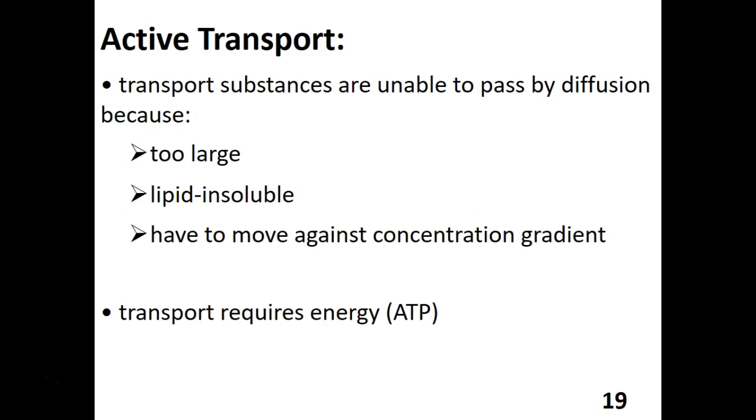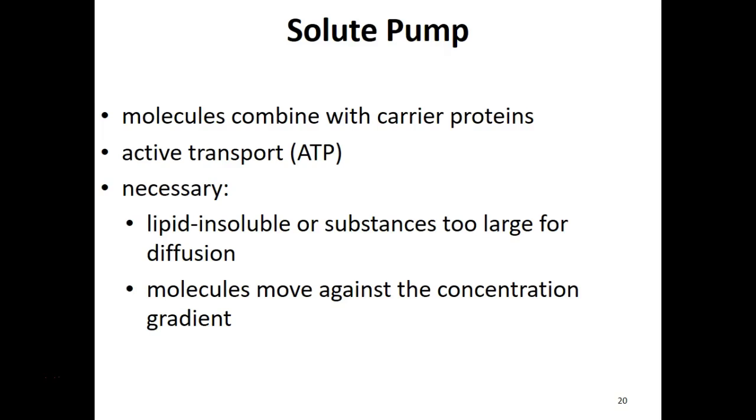Active transport then uses energy that allows molecules to move either down their concentration gradient, but the molecules are too large, so they can't go directly through the plasma membrane, and so we need to use a mechanism to pull them in or push them in, or they're moving against a concentration gradient. So we have to use energy to get them to move across the membrane. And typically the energy that we use is called ATP.